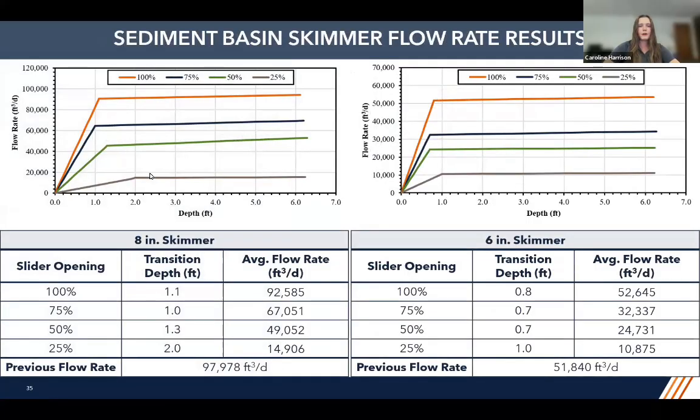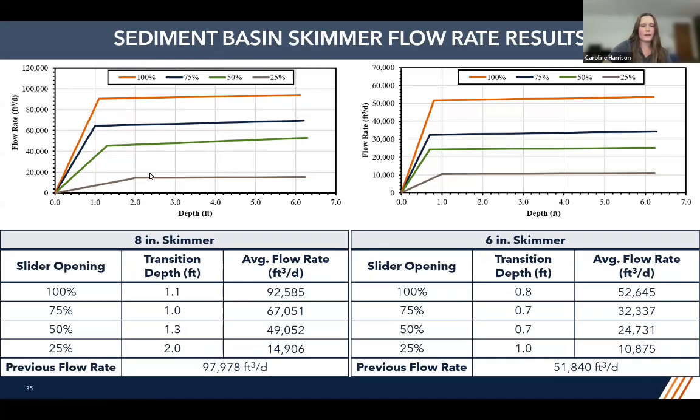So going into our flow rate results. Once all of our slider openings were tested for each skimmer, those data sets were combined to examine differences in skimmer behavior across all of our slider configurations. So here we have our flow rate models that we made for each skimmer size. These show the model for each tested inlet opening for a given skimmer size. So our 100% flow rates are in orange, 75 is in navy, green is 50, and then that brown is 25%. Here in this slide, we have our 8-inch and 6-inch skimmer results.